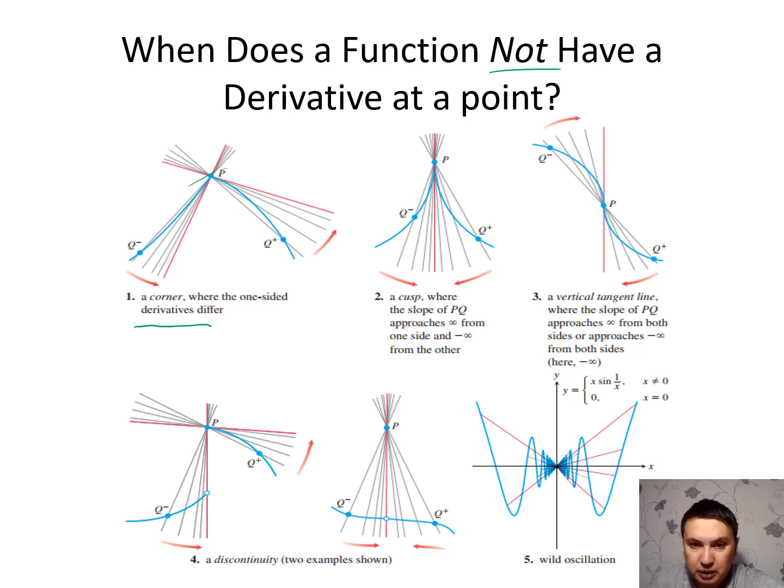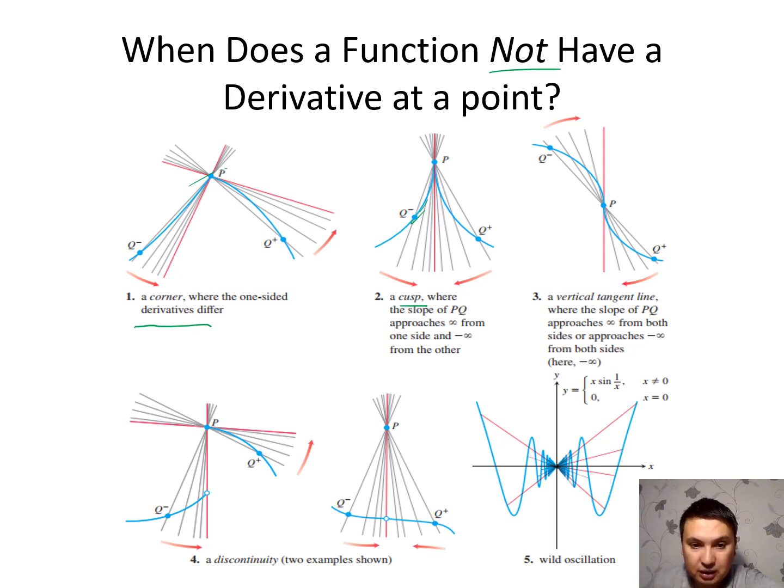Another option could be if you have a cusp. So your slopes might be blowing up. If the slope blows up at that point, in other words, if the limit in the definition of the derivative becomes plus or minus infinity, then again we fail to have a derivative. Or in the third case, it's also like having an infinite slope. So again, the slope at a certain point may become infinite, and it fails to have a derivative.